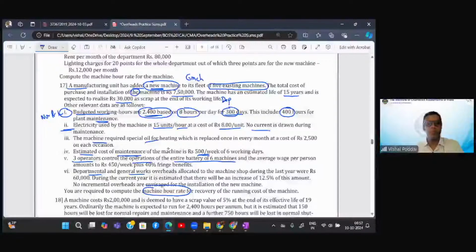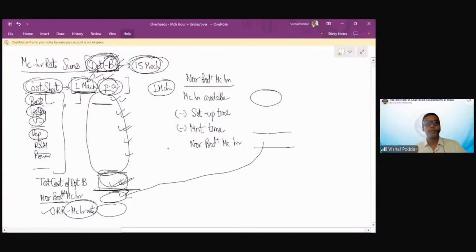Now how do I compute the machine hour rate? As I suggested, first we'll prepare the cost sheet or the cost statement. We will select a denomination. Generally, the denomination will be one machine and per annum. This is generally what works everywhere.